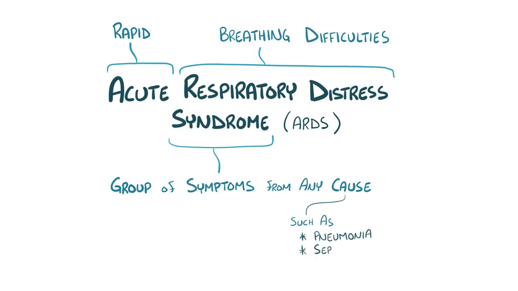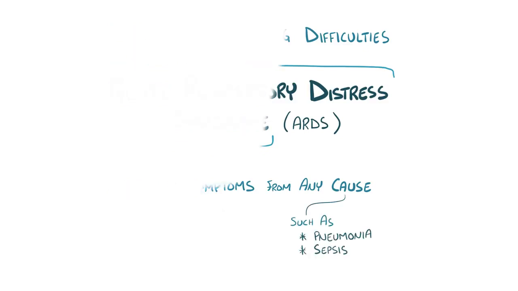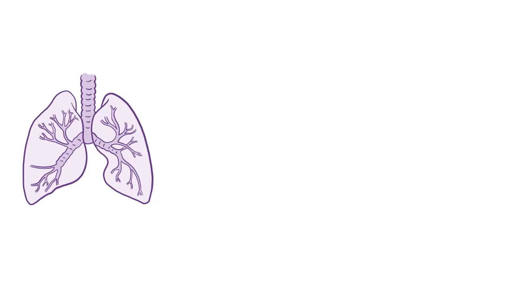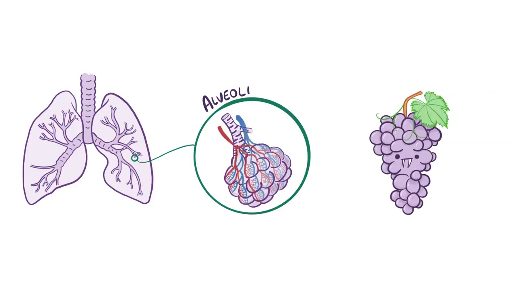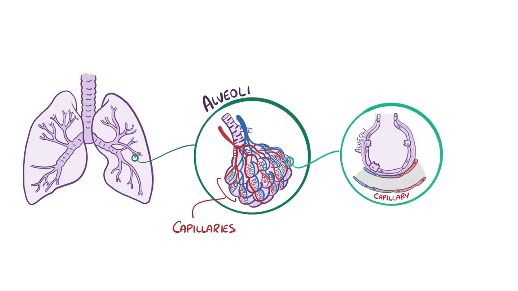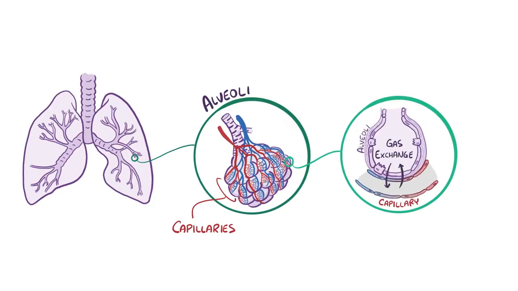like pneumonia or sepsis. Air enters the lungs through a series of airways that branch and narrow until they end in a cluster of alveoli, which kind of looks like a bunch of grapes. The alveoli are covered in nets of capillaries that allow gas exchange into and out of the blood. The gas exchange happens efficiently between alveoli and capillaries because each of the cell walls is only one cell thick.